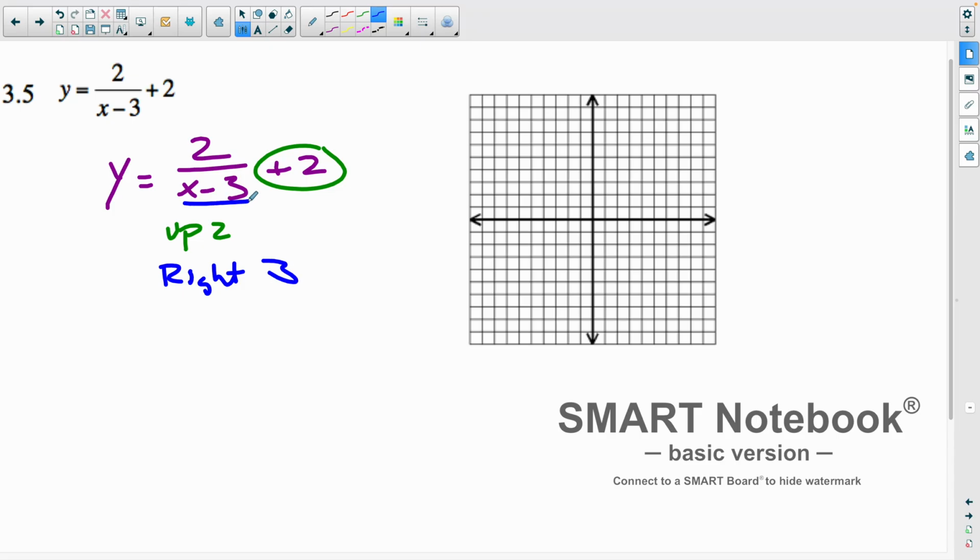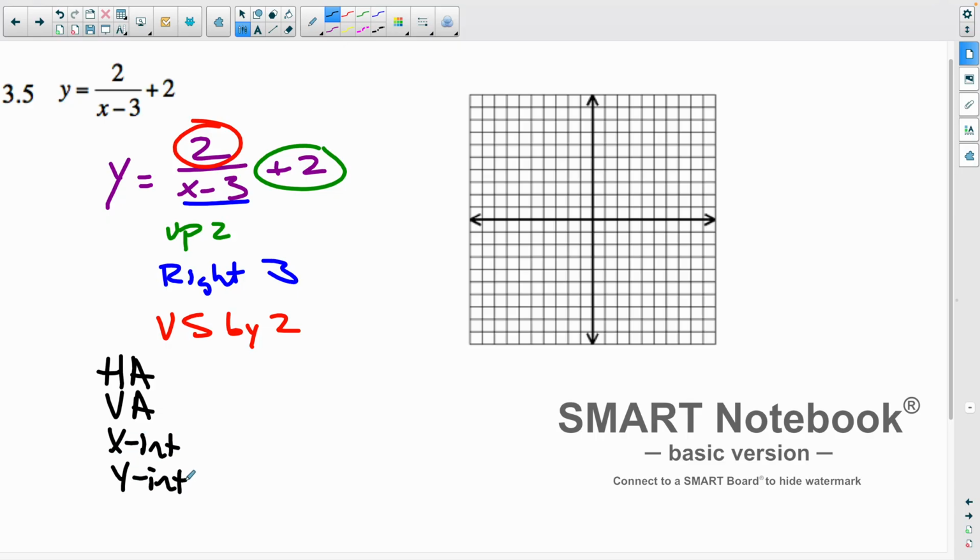3, that's that one. Okay? And then what does this do? Vertical stretch. That's my vertical stretch by 2. Okay? Now, I want to answer some of the same questions that I asked earlier about the graphs. So we want to know horizontal asymptote, vertical asymptote, x-intercept, and y-intercept. Okay? So we want to know those pieces from this format.